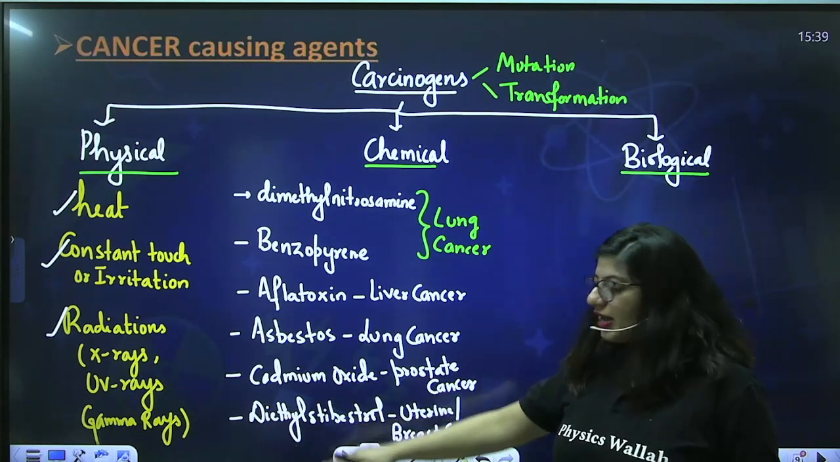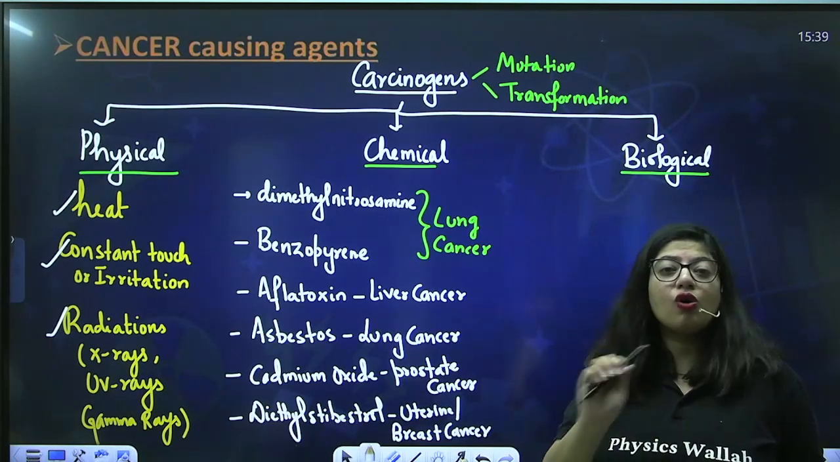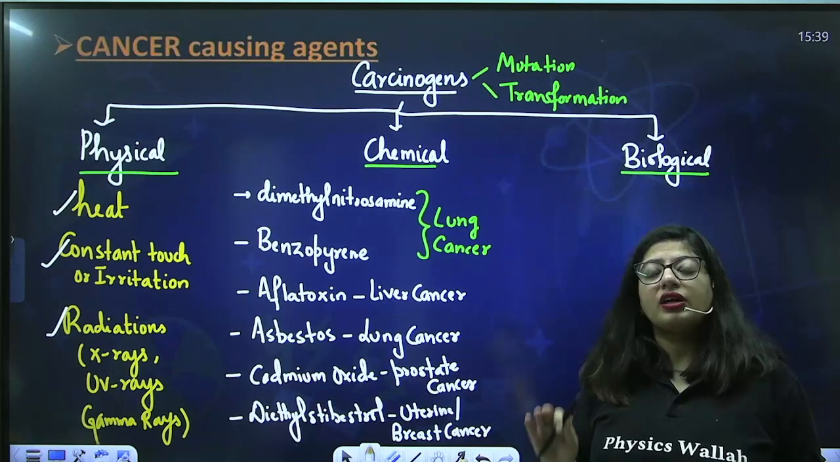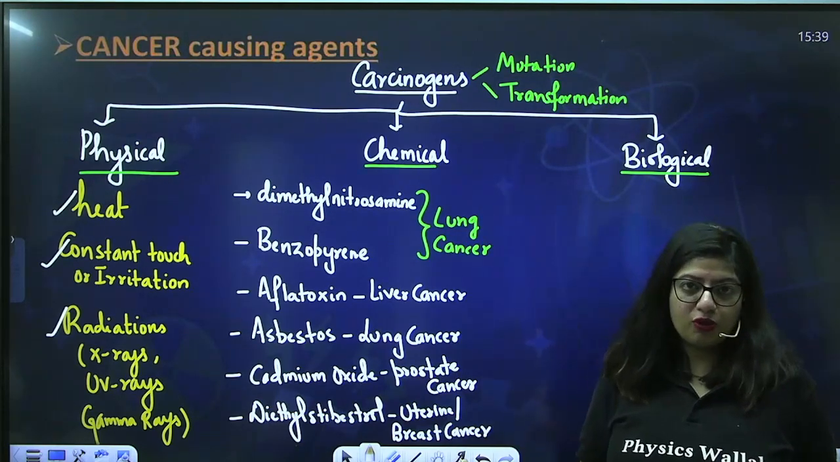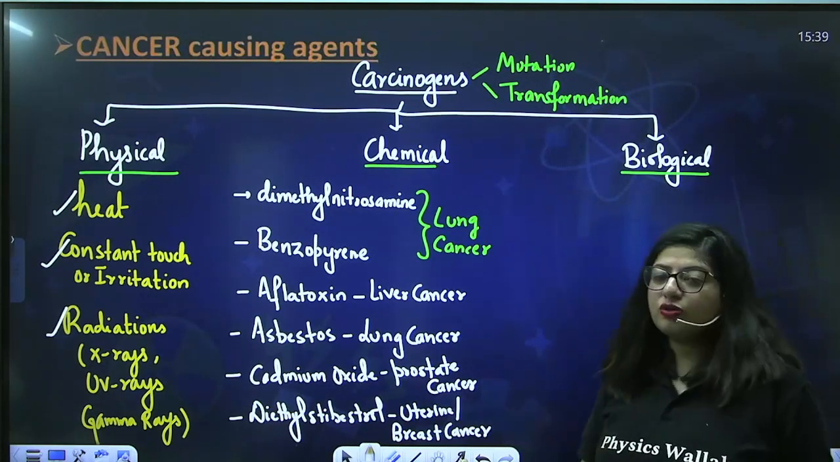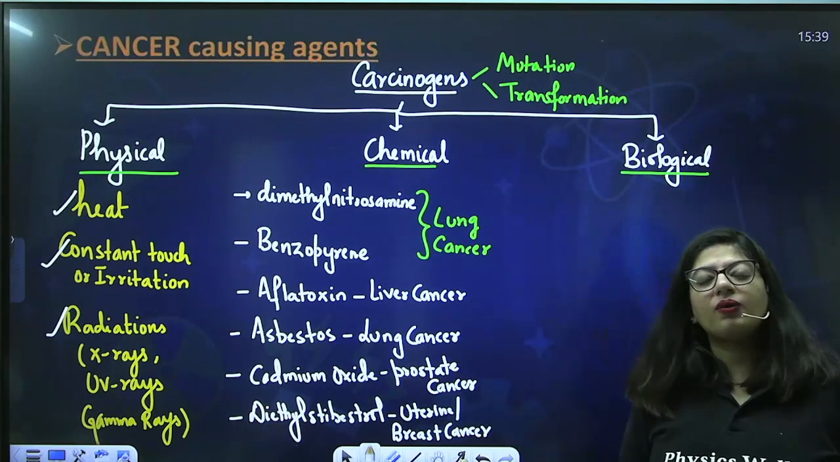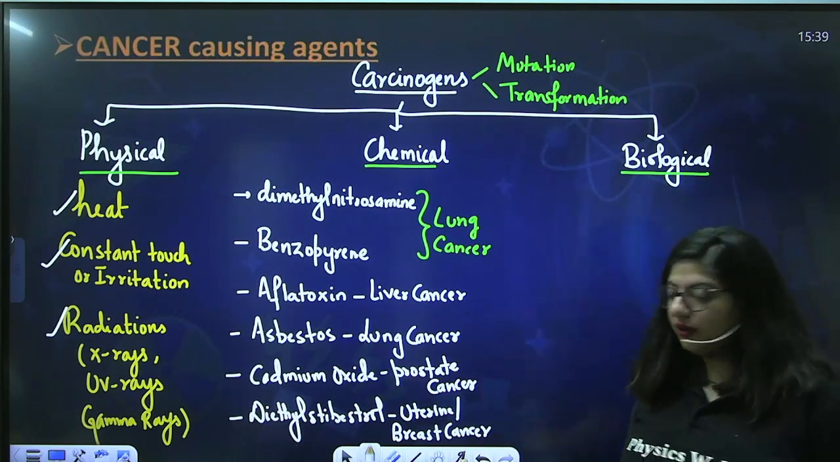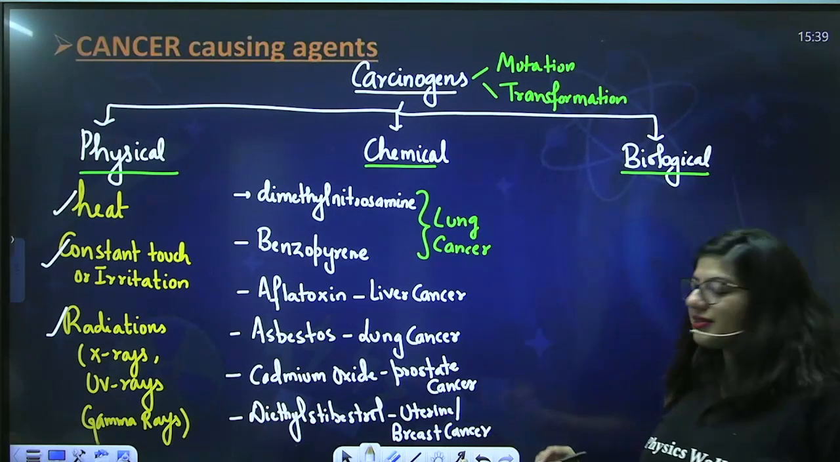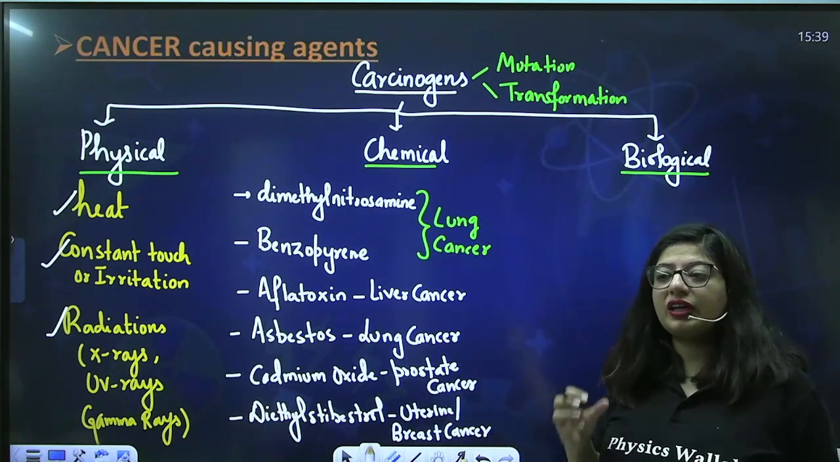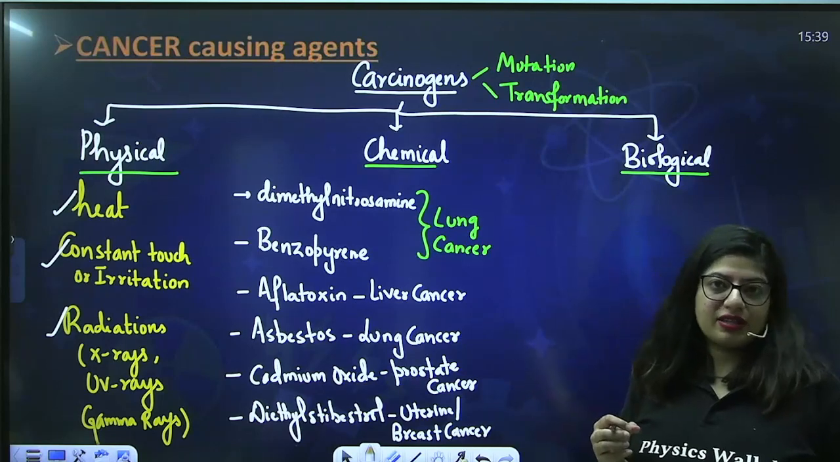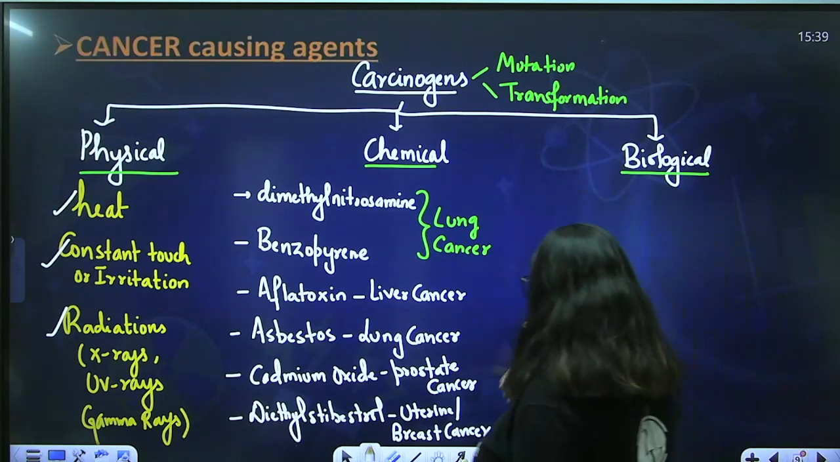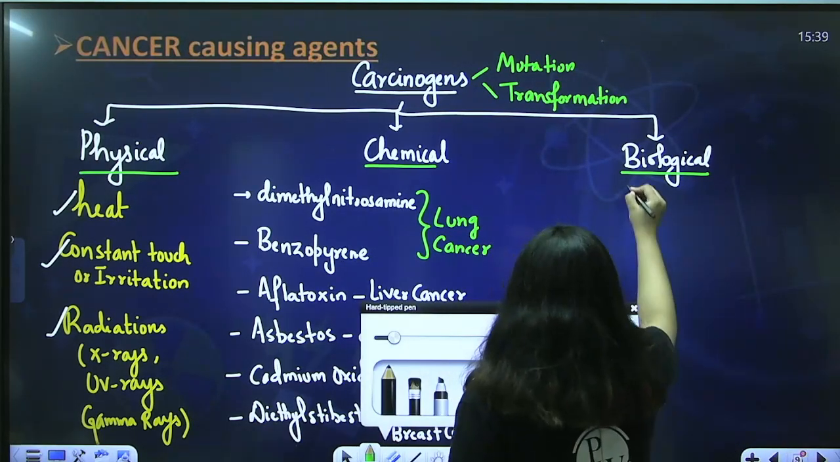Why? Because this has been used as an injection for so long in cows, so that the cows can produce more milk. And it has also been used so much in fertilizers nowadays, and that's why the cases of cancers are rising. Prostate cancer, breast cancer, lung cancer, these are some of the most commonly caused cancers nowadays. Then in biological agents, we have certain viruses.